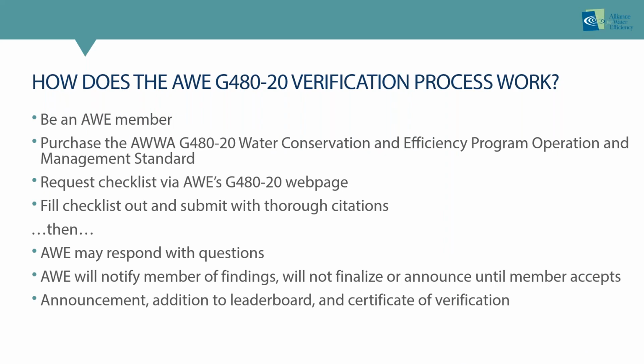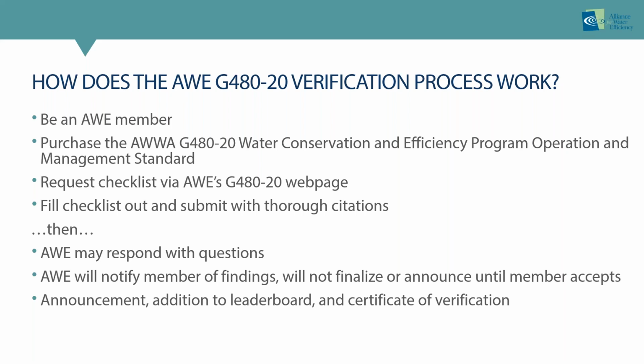Well, here we have the full process outlined right on this slide. So to be AWWA G480-20 verified, first you have to be an AWWA member. The very first step that you will see on our compliance checklist is that you have to provide proof of purchase for the AWWA G480-20 water guide. They'll just buy the book. It's cheaper for members. I don't remember the price. And then you can request the checklist via AWWA's G480-20 webpage, as many of you have already done.